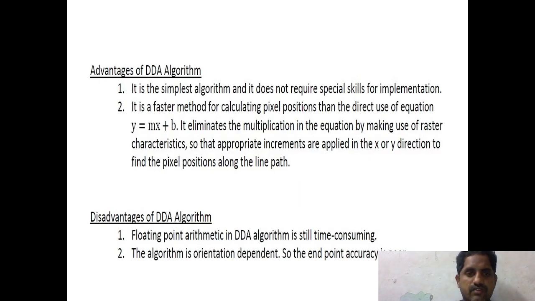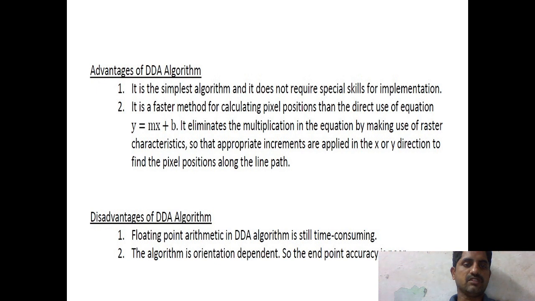Next, what are the advantages of the DDA algorithm? It is the simplest algorithm. It does not require special skills for implementation. Simply, if the x value is greater, we can increase the value.